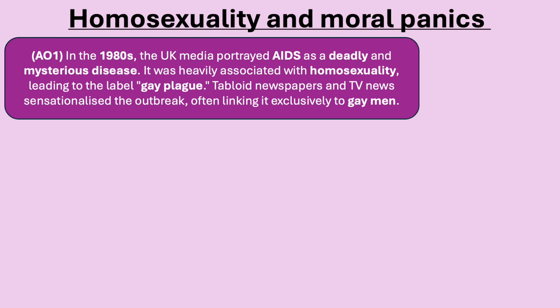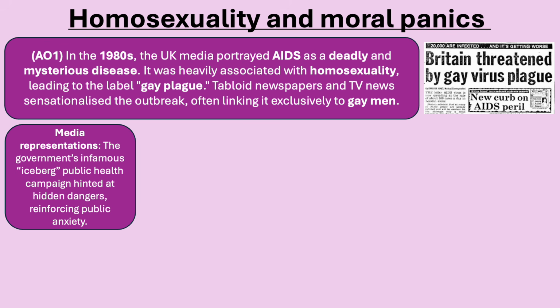So next we have homosexuality and moral panics. In the 1980s, the UK media portrayed AIDS as a deadly and mysterious disease. It was heavily associated with homosexuality, leading to the label of the gay plague. Tabloid newspapers and TV news sensationalised the outbreak, often linking it exclusively to gay men.